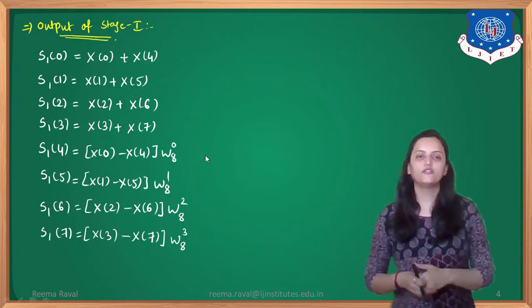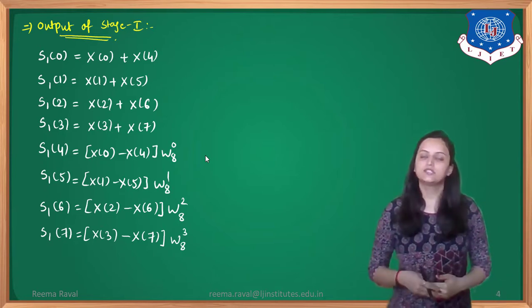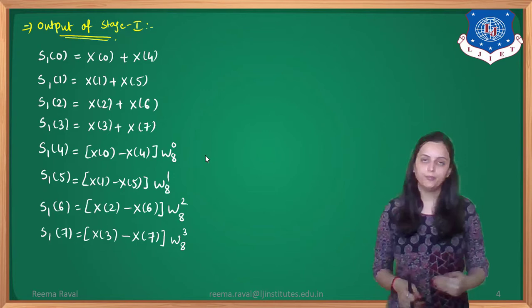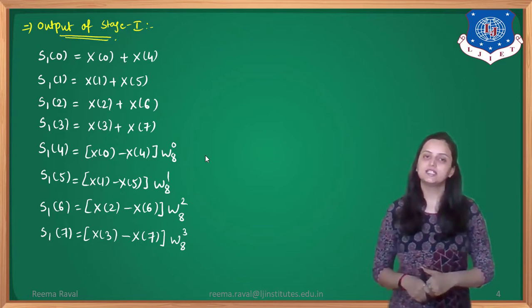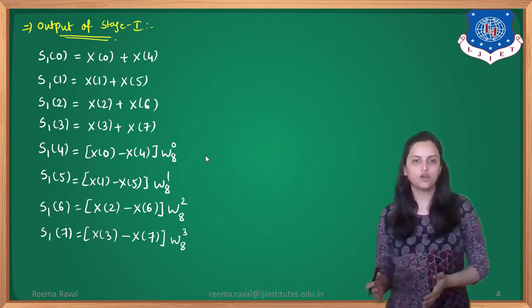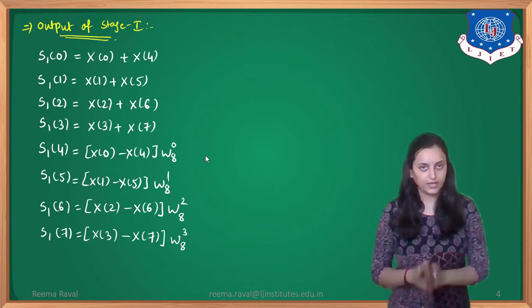So s1 of 5 equals x of 1 minus x of 5 into w81. s1 of 6 equals x of 2 minus x of 6 into w82. s1 of 7 equals x of 3 minus x of 7 into w83. So these are the outputs of stage 1.